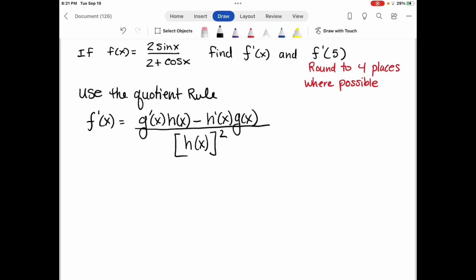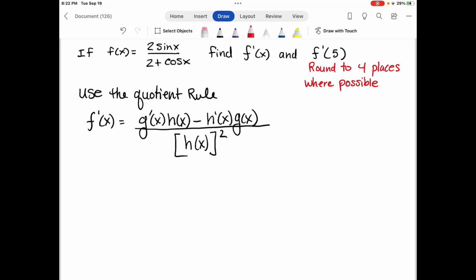In this example, we're going to find the derivative of f, and then we're going to evaluate it at x equals 5 and round to 4 places where it's possible. We're defining f of x as 2 sine x divided by 2 plus cosine x.